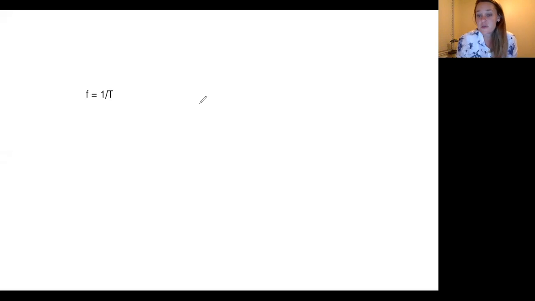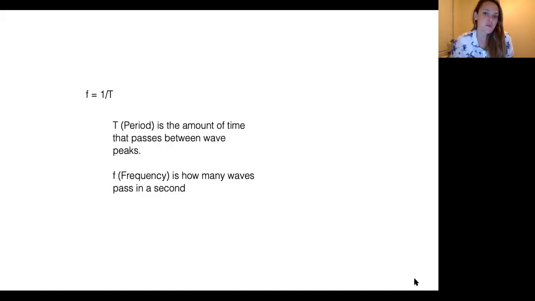Looking at the equation for frequency, we can see that f, or frequency, is equal to 1 over t, or period. Let's look at exactly why that is. So period, in this case represented by the symbol t, is the amount of time that it takes to pass from one wave peak to the next wave peak. That may be in seconds, minutes, anything like that.